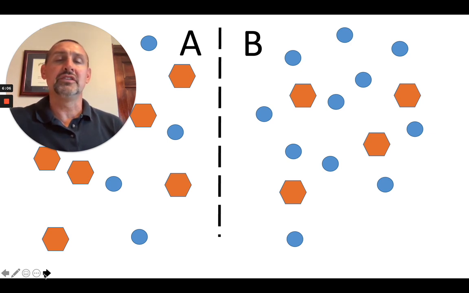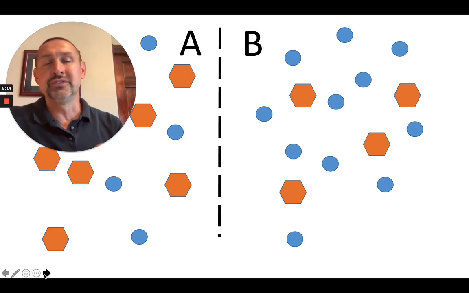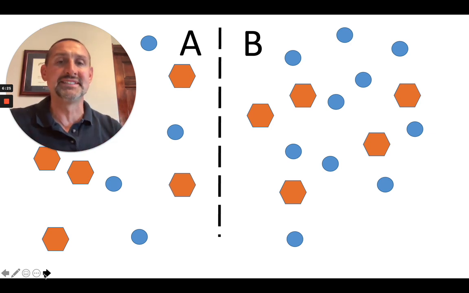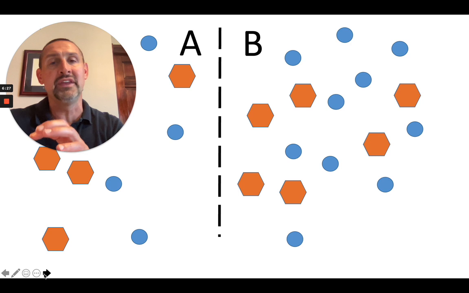Here we have two different solutions on opposite sides of a semi-permeable membrane, and these molecules will be moving randomly, going from an area where there's more to an area where there's less. The orange molecules are moving from the A side to the B side because there's more on the A side, less on the B side.